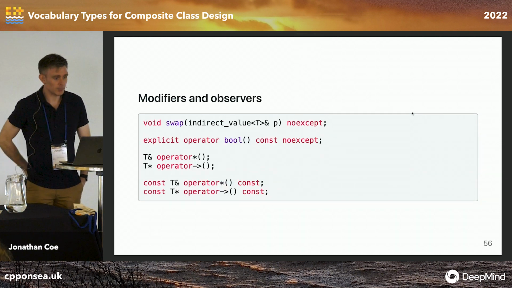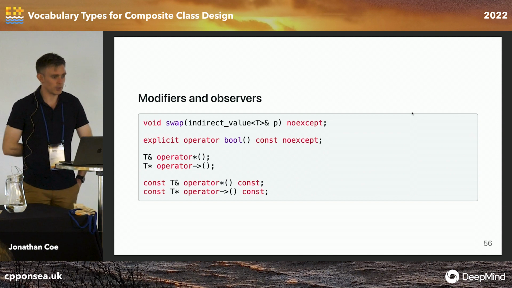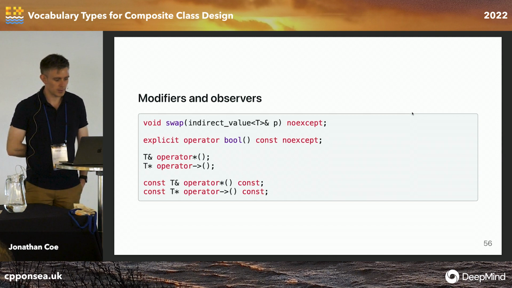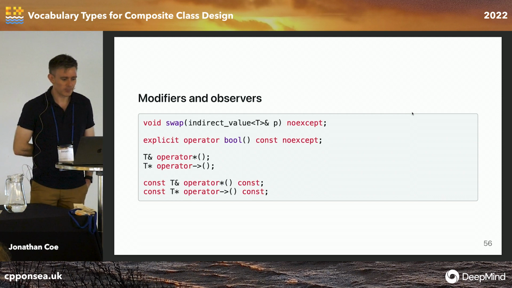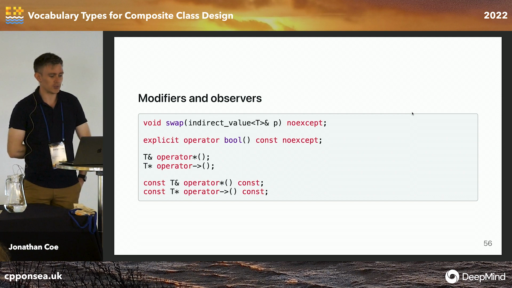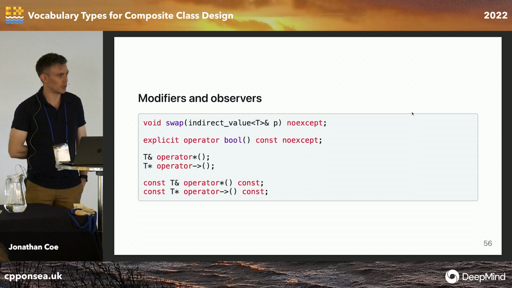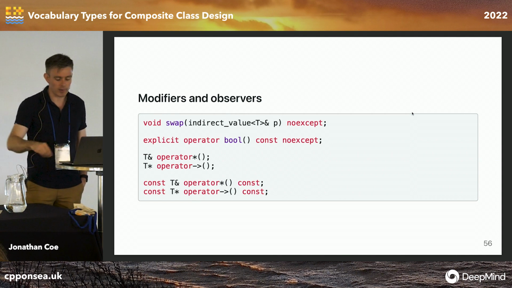And we have our modifiers and observers, which should be identical to those from polymorphic value, modulo some noexcepts, which seem to have leaked in or leaked out. So we've got our operator bool, to see if it's in its engaged state or not, and then we've got our const and non-const qualified operator arrow and operator star, which will give us the const propagation we want.